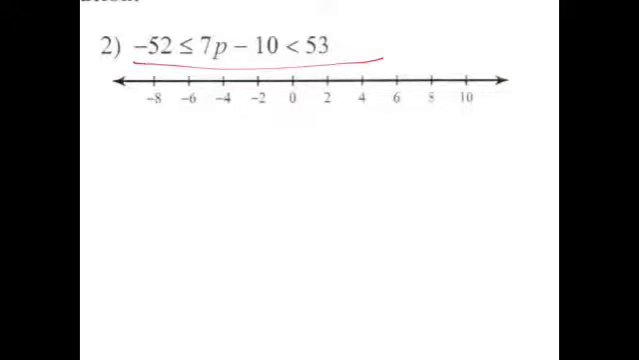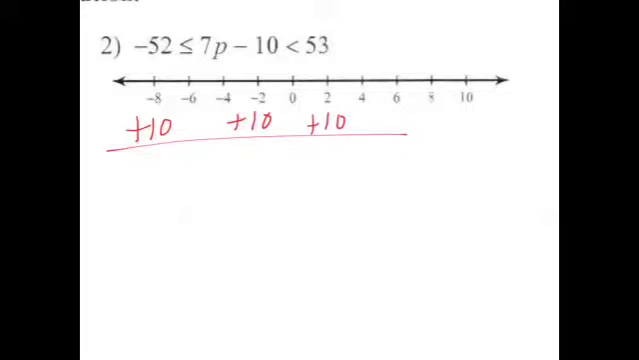On 2, this is an AND statement. It's the left inequality and the right inequality. They share this middle part, so that part would be the same on both inequalities. And so what I can do is actually solve all the inequalities at once by doing one thing to the center and to the outside equations. Negative 52 plus 10 is negative 42, less than or equal to 7p. And then 53 plus 10 is 63.